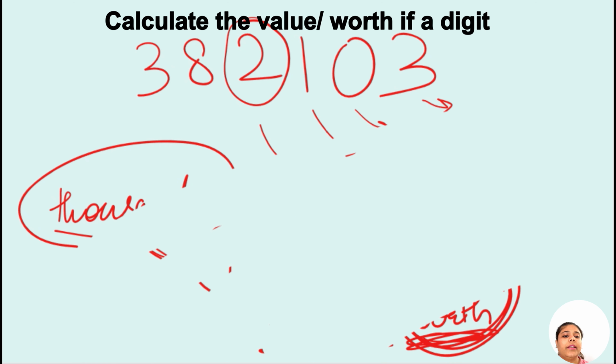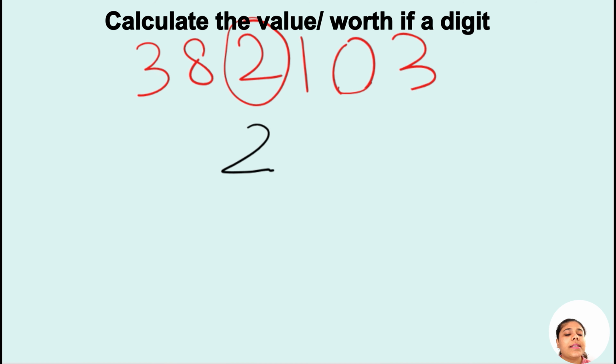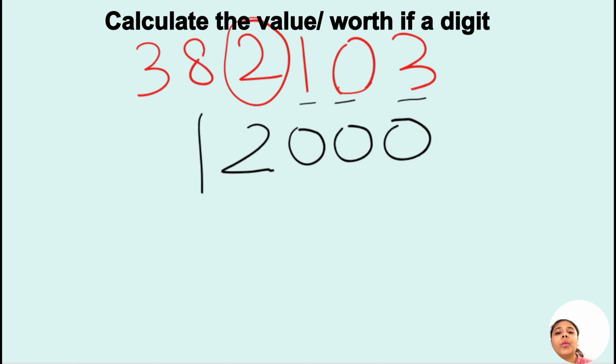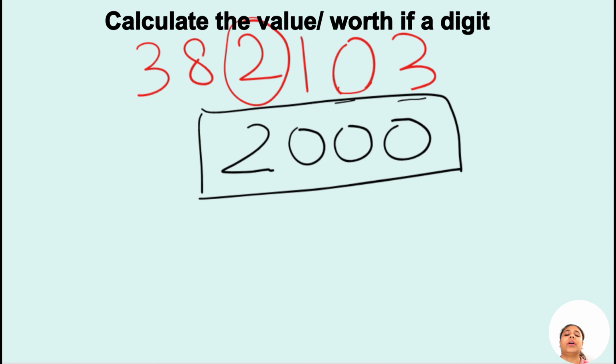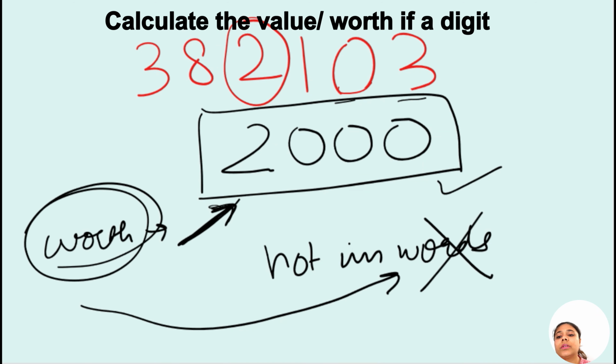What do you think? Think about an answer in your head. So what you would do is, you would place the digit that you've been asked for, which is 2 in this case. And how many digits do you have after 2 in your number? You have 3 digits, so you would place 3 zeros. So the value of 2 in this number is 2000. This is your answer. Not in words. You have to write the worth in numbers. The place value is in words, not the worth. The value is always in digits.